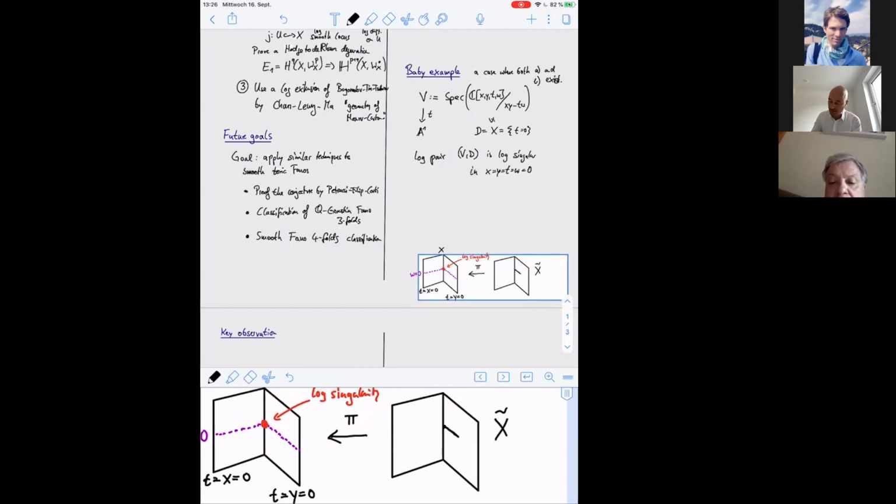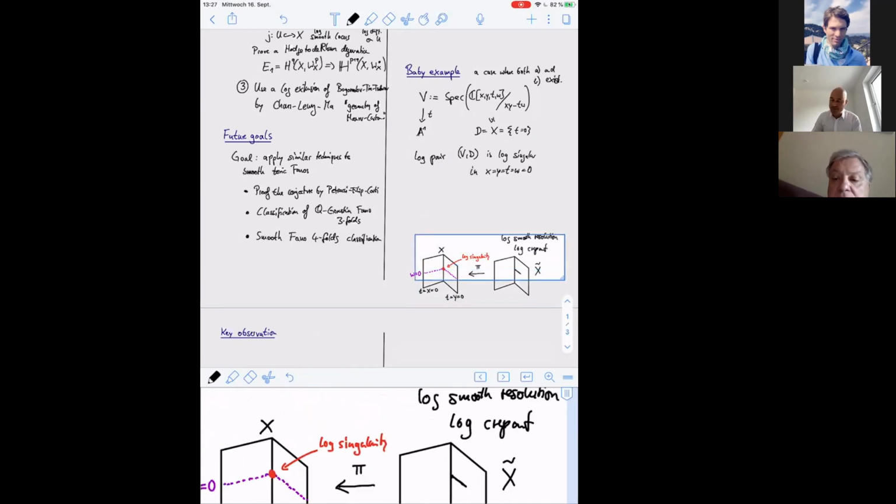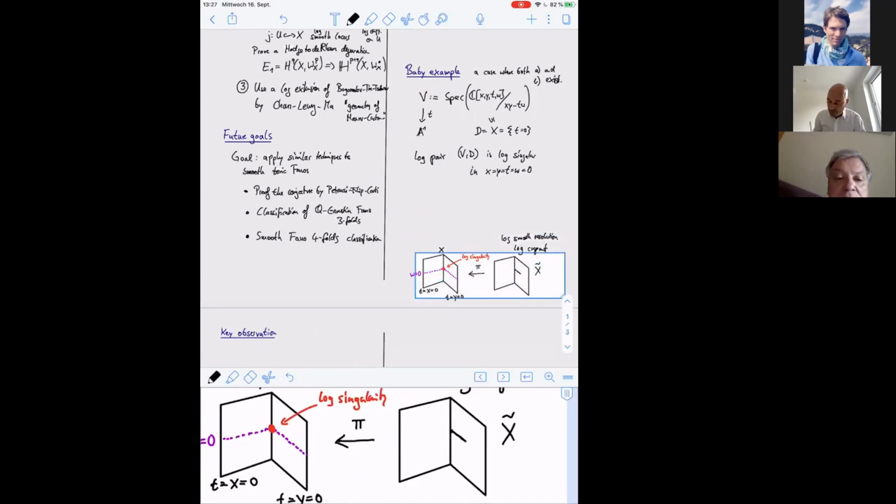So it exists. Okay, this is the log smooth resolution. So one can check that actually indeed upstairs is log smooth. It's also log crepant. Nice. Okay, so this is an example. This baby example is one where you have both happening. You have a toric local model, but you have also a log smooth, log crepant resolution.